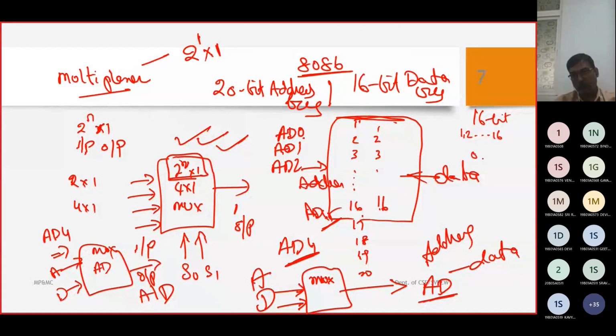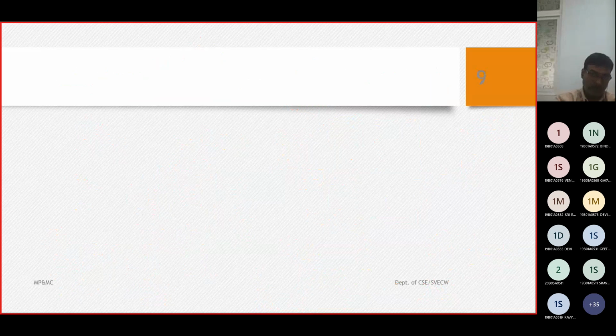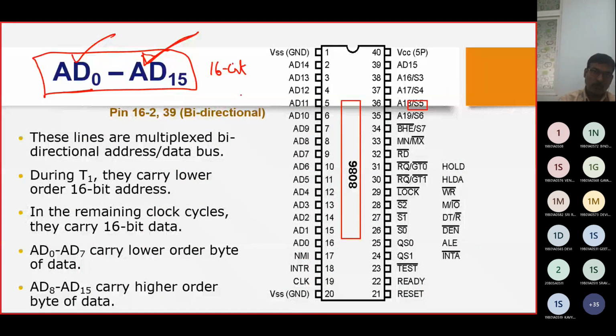But if I am going to start with 0, it is going to end with 15. So that is the reason why we are going to have AD0 to AD15, and both of them were multiplexed. So now you can see the architectural diagram.